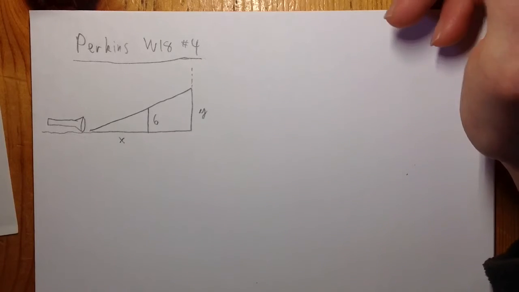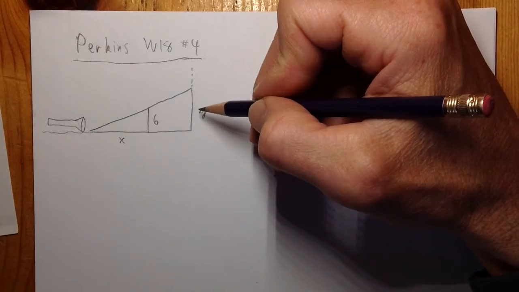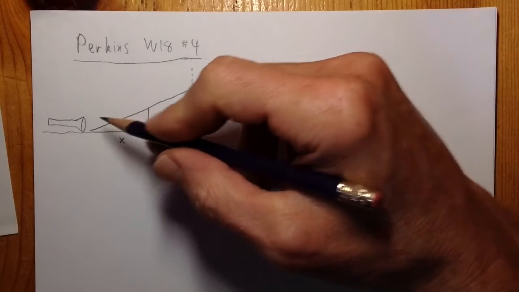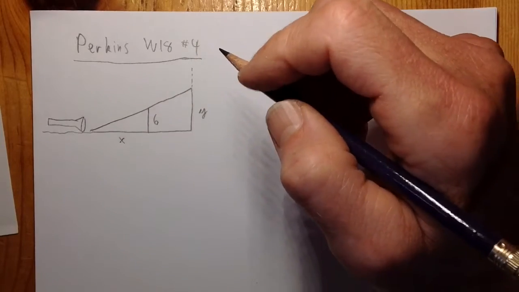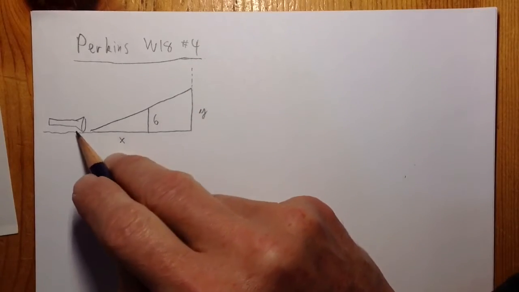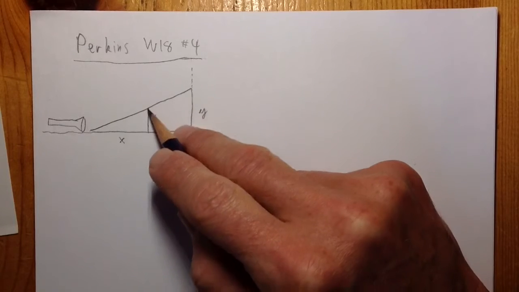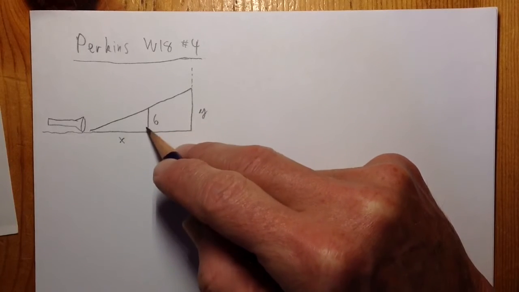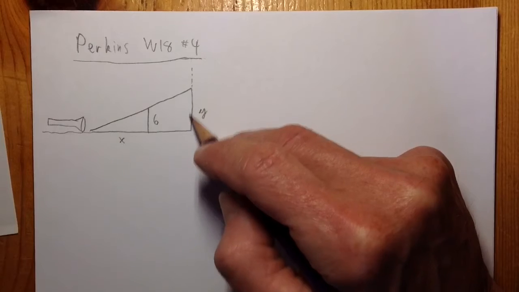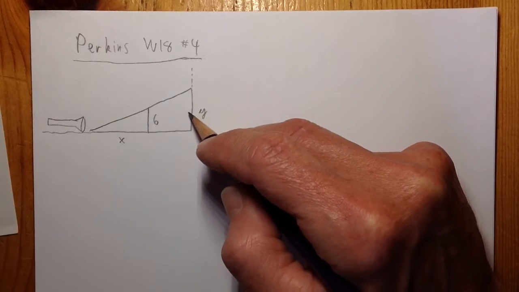So Perkins Winter 18 number 4 is a related rate, which is the classic flashlight problem. You have a flashlight lying on the ground, lighting up a wall, and a person standing here, a 6-foot tall person, making a shadow. So y here is the shadow that the flashlight's making.